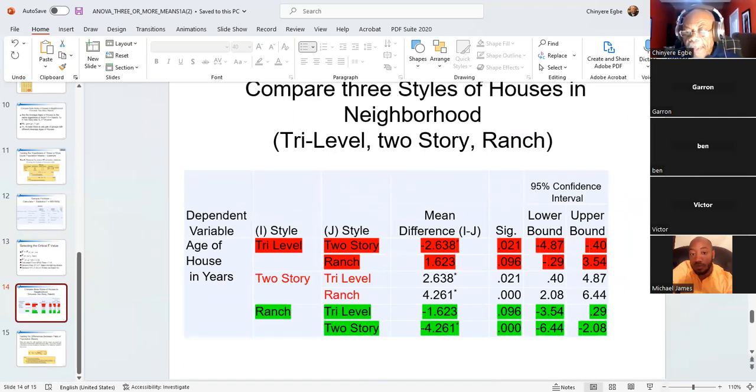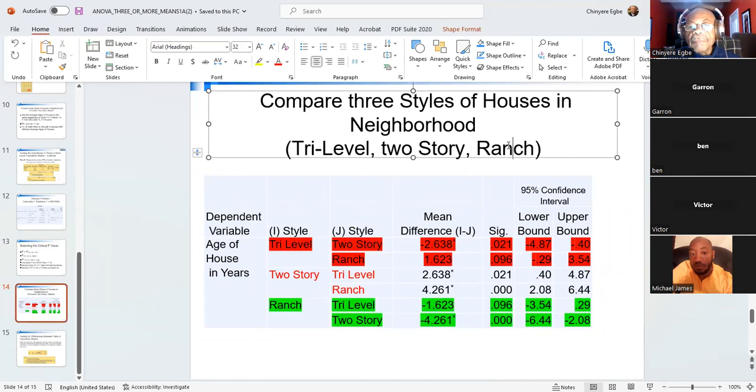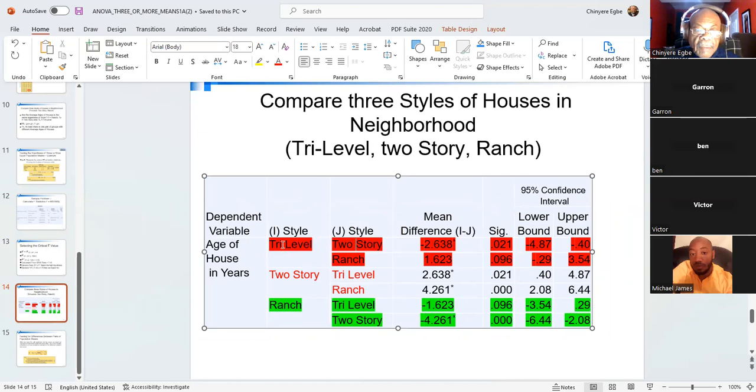So we now compare the 3 styles of houses in the neighborhood: tri-level, 2-story, ranch. We compare tri-level to 2-story and tri-level to ranch. The mean difference is negative, which really doesn't mean anything. The age of houses, if you change the order, could be positive, but the same number. And so you can see that here we have two negatives. Am I correct?